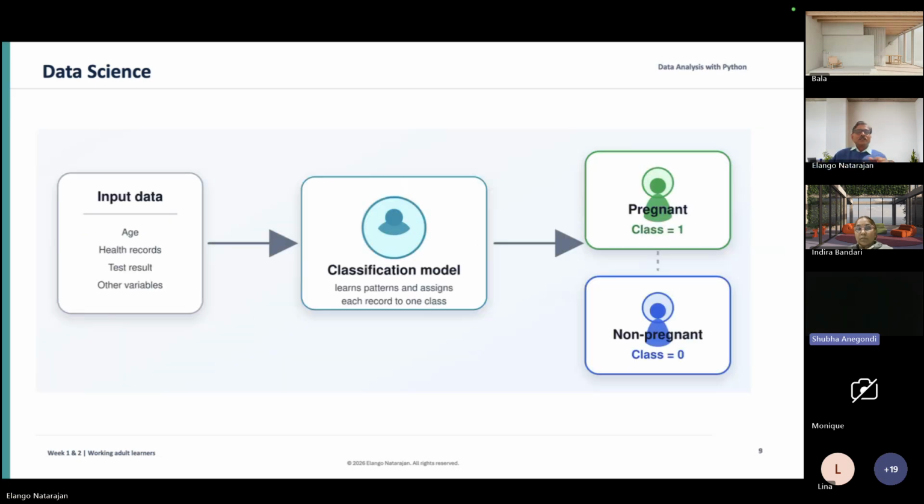So in the data analysis, as I said, you give some data like age, health records.